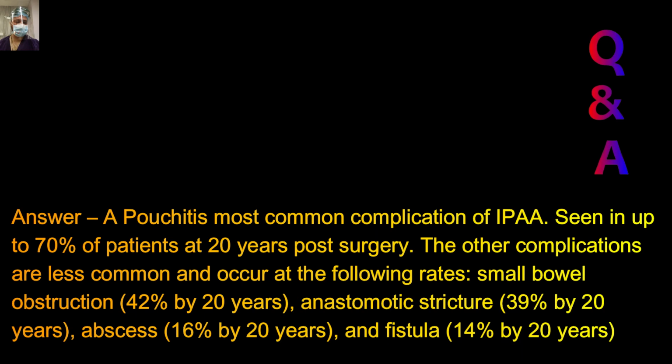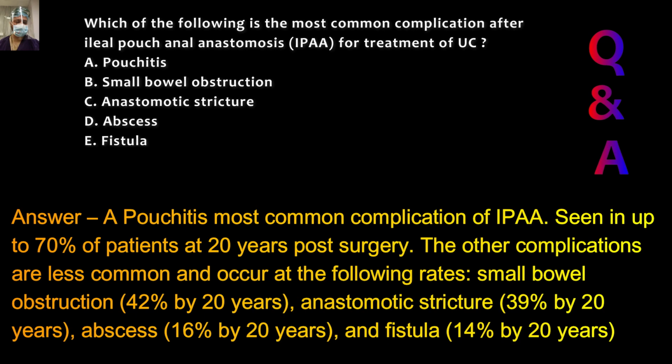We have reached the end of this video, and the rest of the discussion will carry forward in the next video. So I have asked this question: which of the following is the most common complication after the ileal pouch anal anastomosis, that is IPAA, for treatment of ulcerative colitis: pouchitis, small bowel obstruction, anastomotic stricture, abscess, and fistula. So I think now you can answer this better. So the answer is A, that is pouchitis is the most common complication after IPAA.